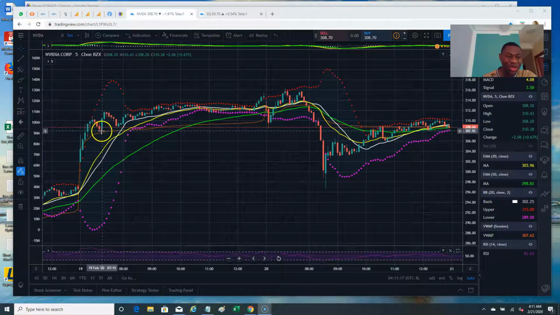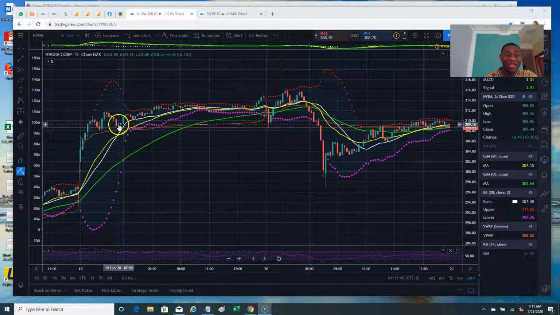Here's one here: enter calls at 308.30 or whatever, and sell them at 311. It did that a great deal. Same thing here. Maybe you missed this one because this one is not obvious. You needed to know that, hey, there was support there. We are above the VWAP. But if you missed that one, this one definitely is your bread and butter.